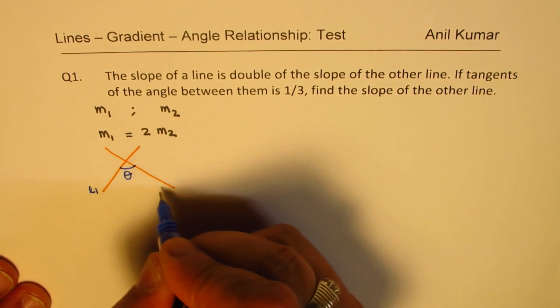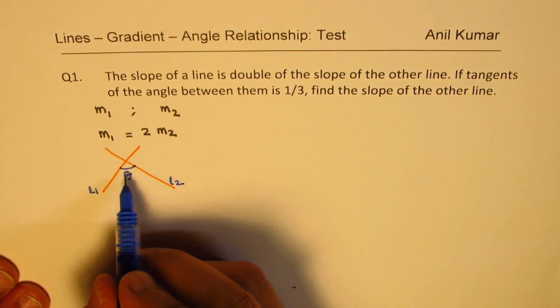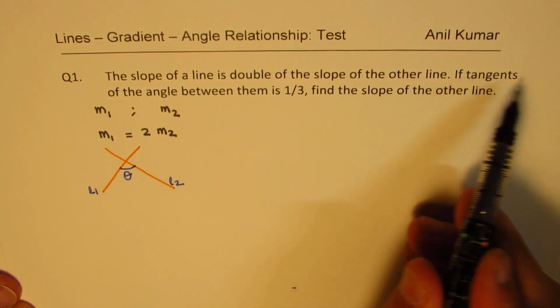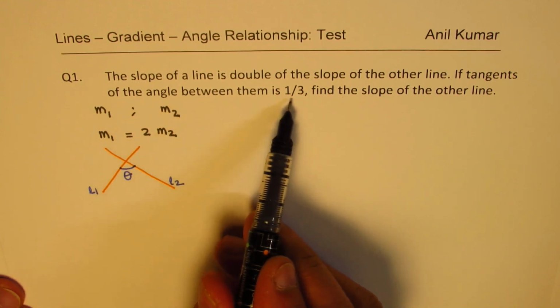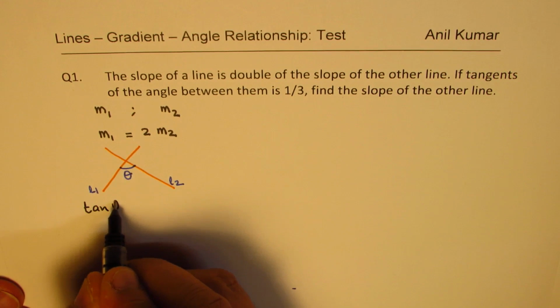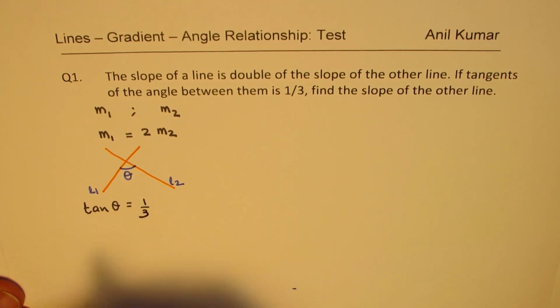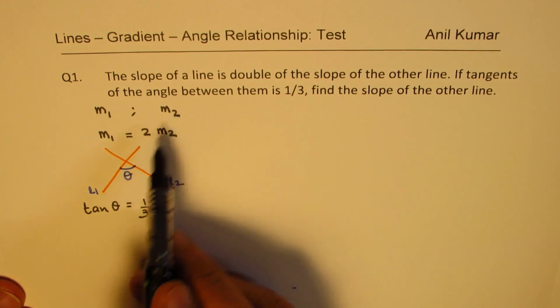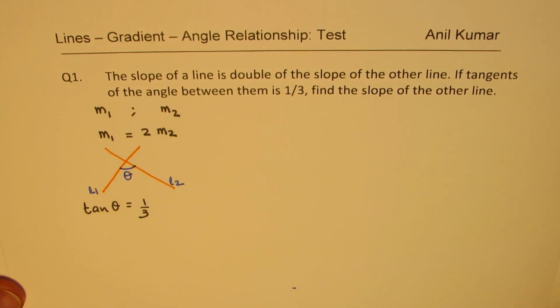Let's say this is line 1, this is line 2, and the angle between them is theta, then it says the tangent of the angle between them is 1 over 3. So we are saying that tan theta is equal to 1 over 3. Correct? That is given to us. Find the slope of the other line. So m2 is what we need to find.